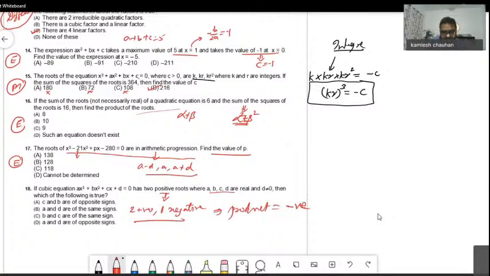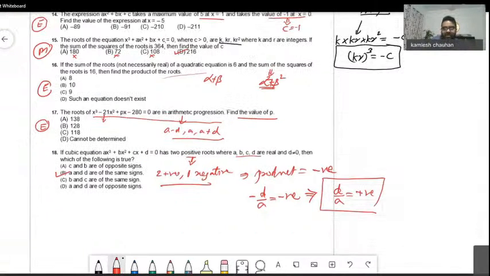Okay, so that means minus d by a is a negative number, means d by a is positive. Okay, तो a and d are of same sign. ठीक है, ये होना चाहिए, opposite sign नहीं होना चाहिए because negative हो जाएगा. That is all. Okay, so everyone got the point of what we are supposed to do.